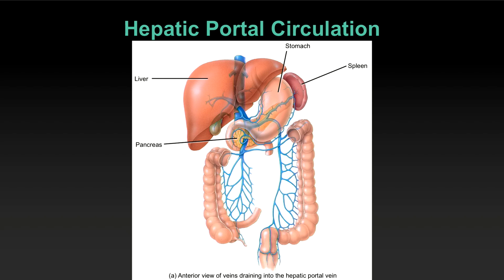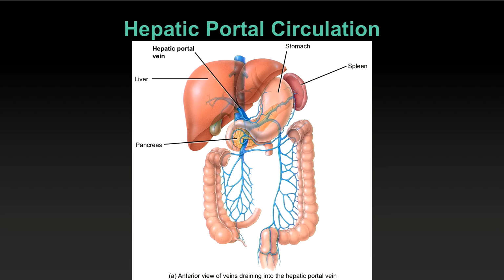Now, it's so named for the hepatic portal vein, indicated here. All of this venous drainage ends up in the hepatic portal vein. All the blood coming from the intestines, from the stomach, from the spleen, from the pancreas, ends up in the hepatic portal vein, and that delivers blood to the liver tissue proper.